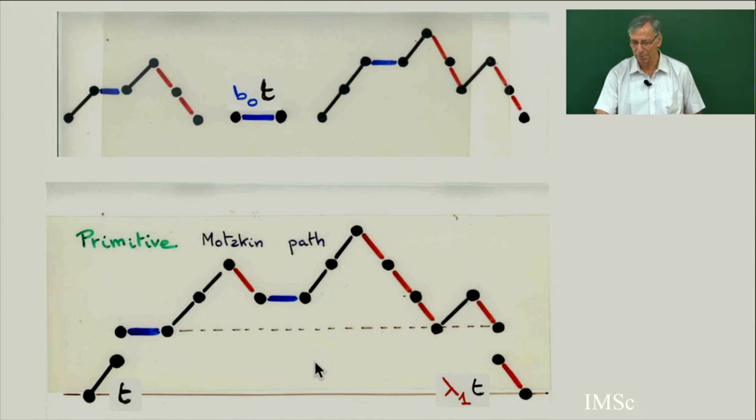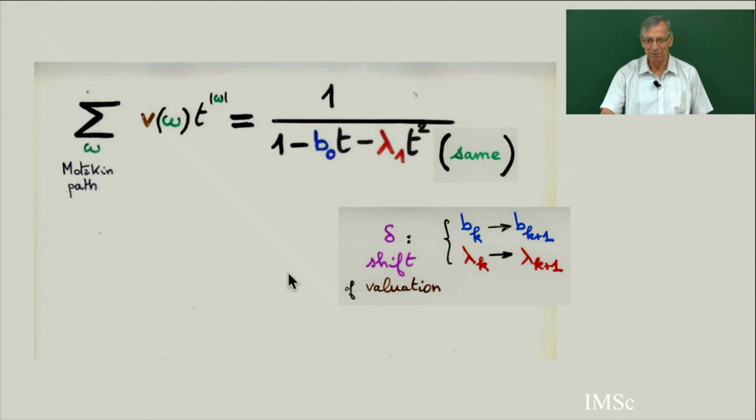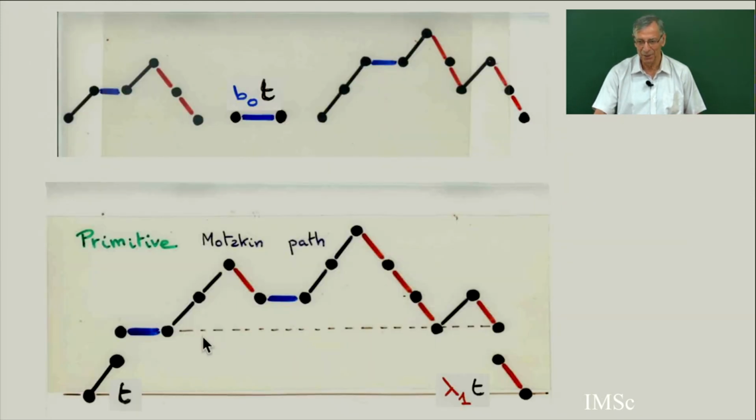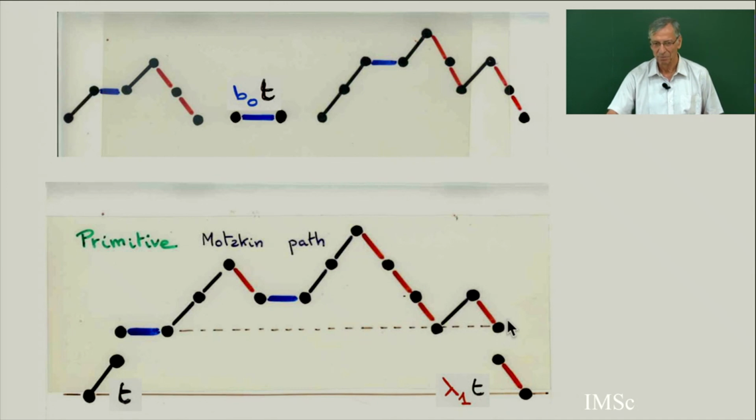And so a primitive Motzkin path, once you have deleted the first and last step, becomes again a general Motzkin path. So you can, in fact, write that the generating function of Motzkin paths is 1 over 1 minus b0 t minus lambda 1 t squared, for the two extreme points, and here the same, but with a shift. Because when you take this Motzkin path, the valuation, everything will be shifted by one level. So for example, the weight here will be lambda 2. It will be no more lambda 1.